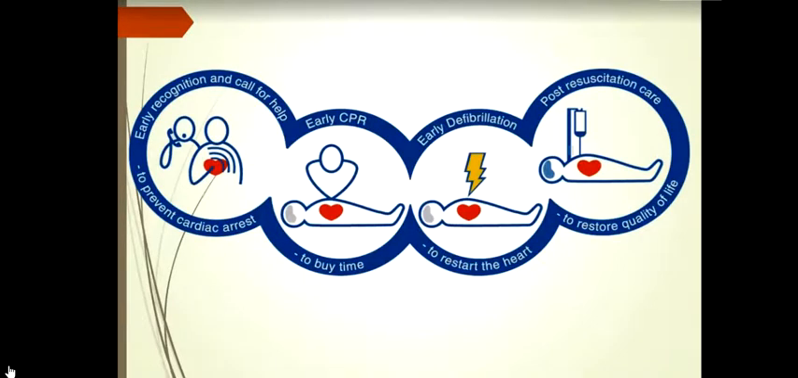So the chain of survival, as I had said, can be broken down into these four circles. The first circle, which is early recognition and the ability to call for help. This is important because it prevents cardiac arrest. Very important because cardiac arrest and also cardiopulmonary resuscitation, for that matter, is very critical here in terms of first aid. Then early CPR, early cardiopulmonary resuscitation.